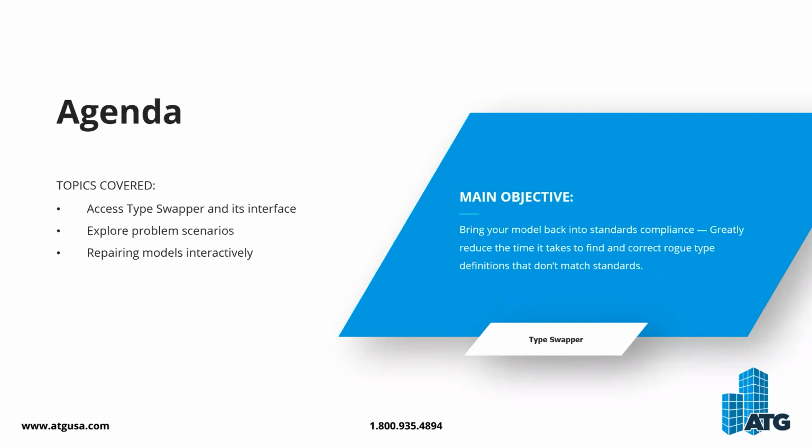Our agenda today is to cover these learning objectives. We're going to access Type Swapper and its interface. We're going to explore problem scenarios. And we're going to repair models interactively. I'm probably going to spend more time showing you what you can do with out-of-the-box Revit, more so than spending time on the interface of the Type Swapper tool. I'm going to show you how you can do this with out-of-the-box Revit. Then I'm going to do most of this work with a third-party tool.